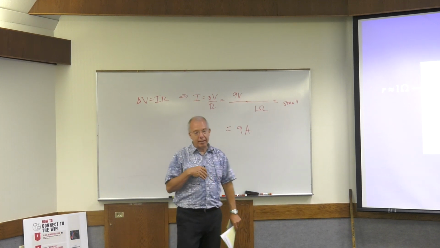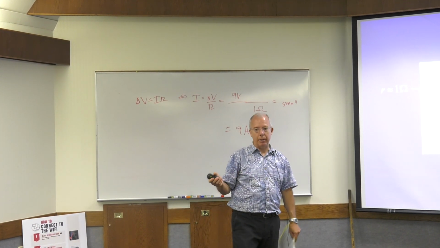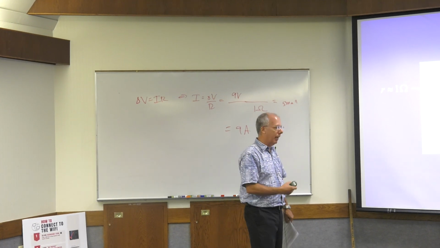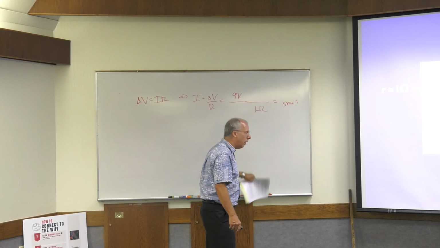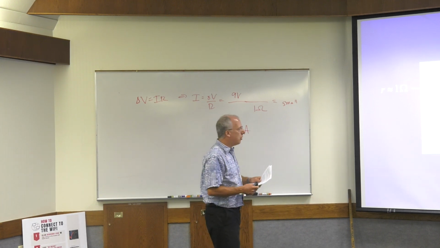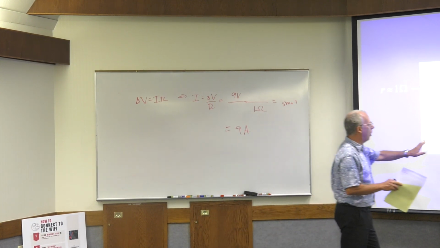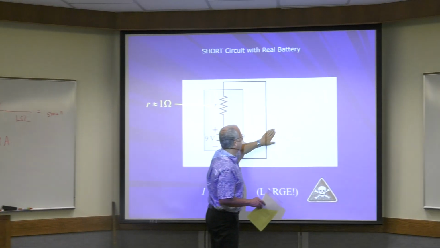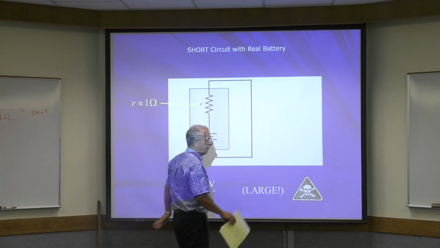I mean, we like to have milliamps for normal experiments and stuff like that. Now we have a 9 amp current. That's really, really large. We don't like it, all right? So that's what's called a short circuit, where there's no load resistor to limit the current.